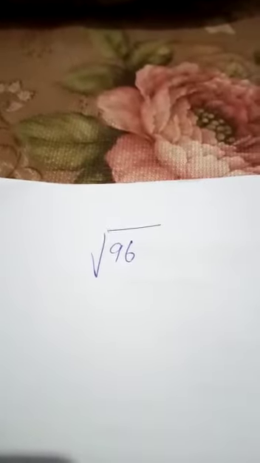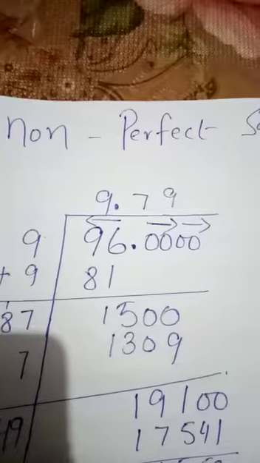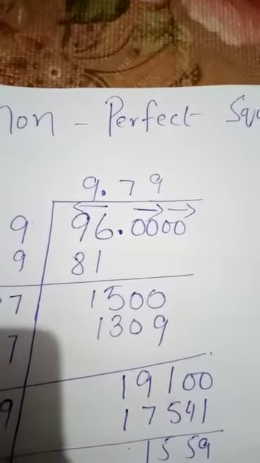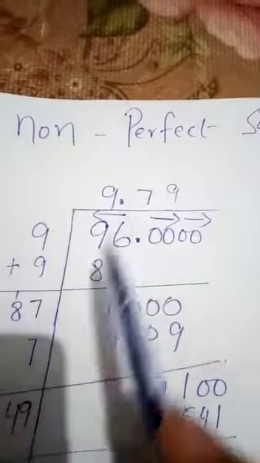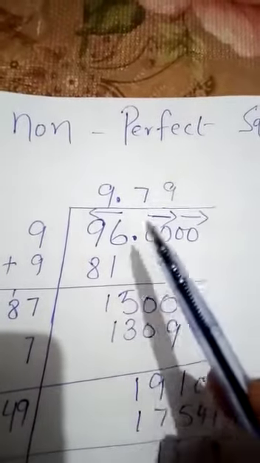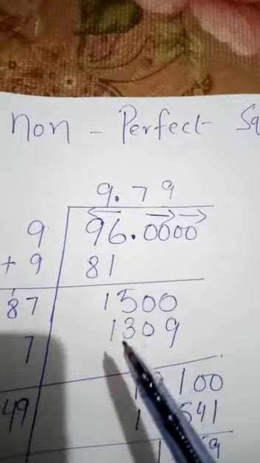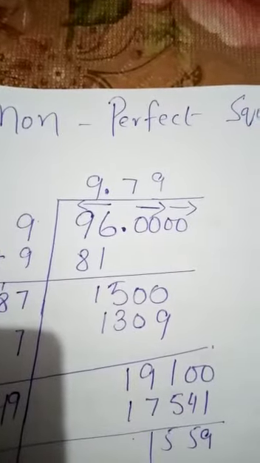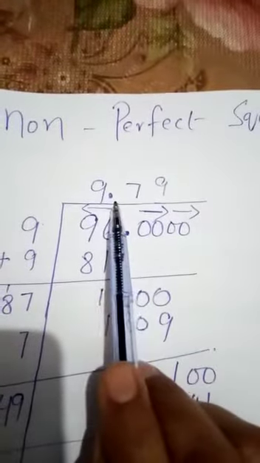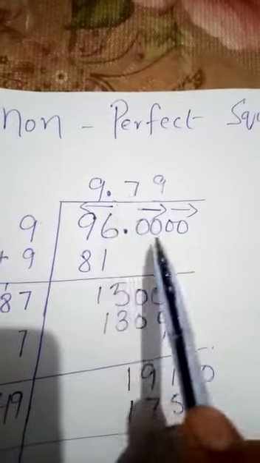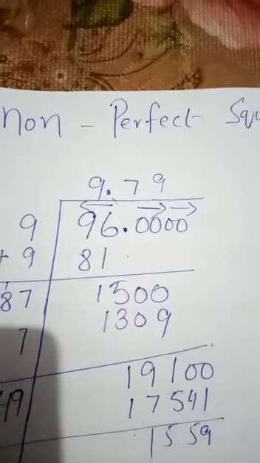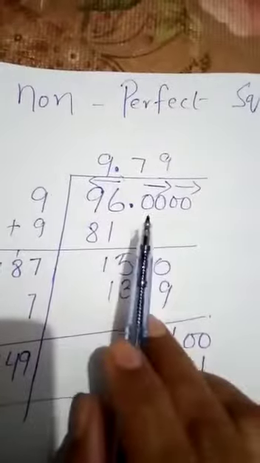Dear students, I have this example: the square root of 96. Choose a number whose square will be 96 or less than 96. Such a number is 9, as 9 multiplied by 9 is equal to 81. After subtracting 81 from 96, the remainder is 15, which is less than the divisor. So, a decimal point will be placed in the quotient. Now, to the right of the 96, put zeros, and put 2 zeros to the right of 15. Put the decimal point like that.